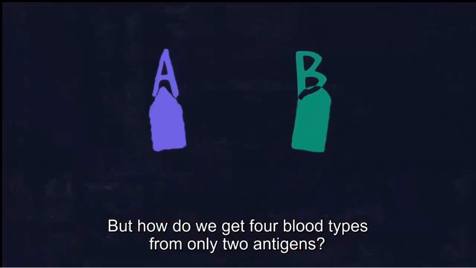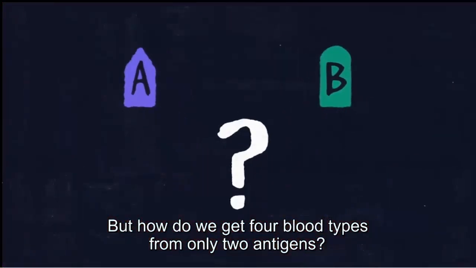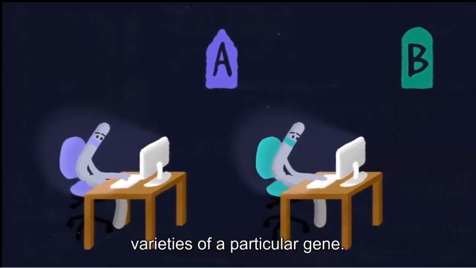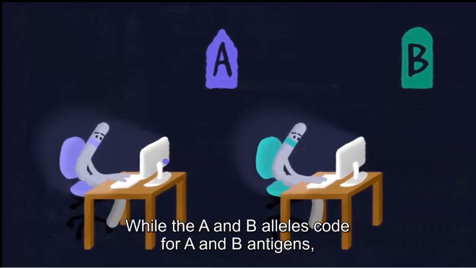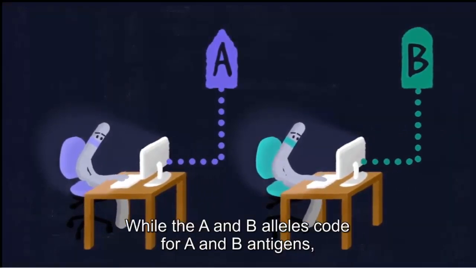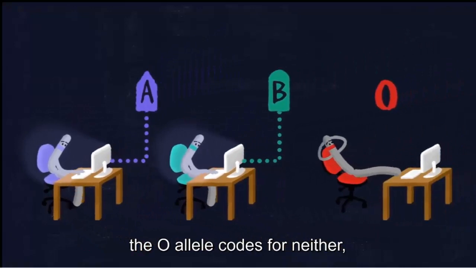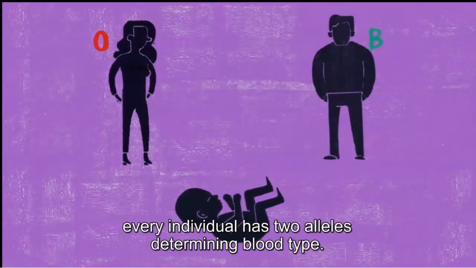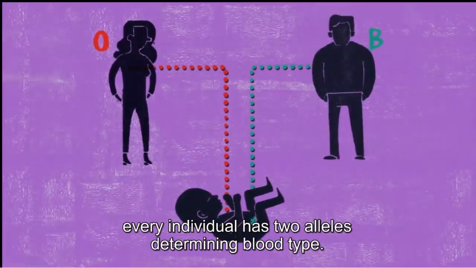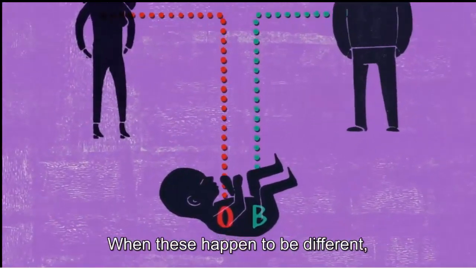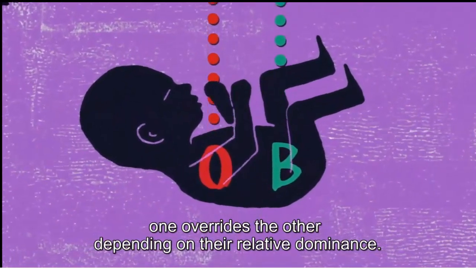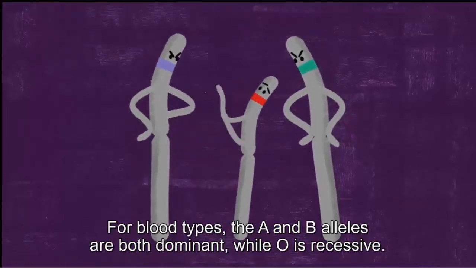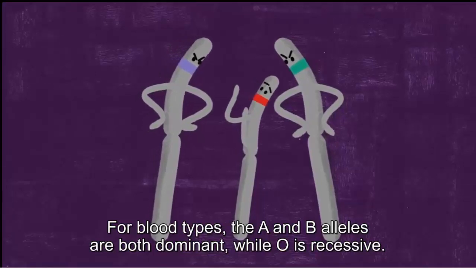But how do we get 4 blood types from only 2 antigens? Well, the antigens are coded for by 3 different alleles, varieties of a particular gene. While the A and B alleles code for A and B antigens, the O allele codes for neither. And because we inherit 1 copy of each gene from each parent, every individual has 2 alleles determining blood type. When these happen to be different, one overrides the other, depending on their relative dominance. For blood types, the A and B alleles are both dominant, while O is recessive.